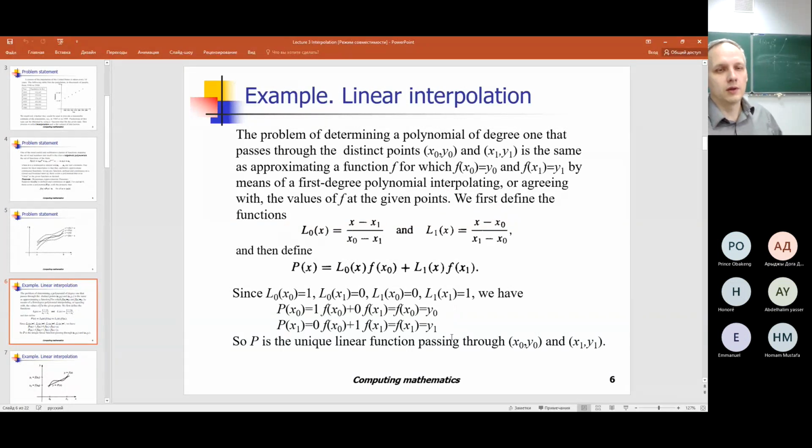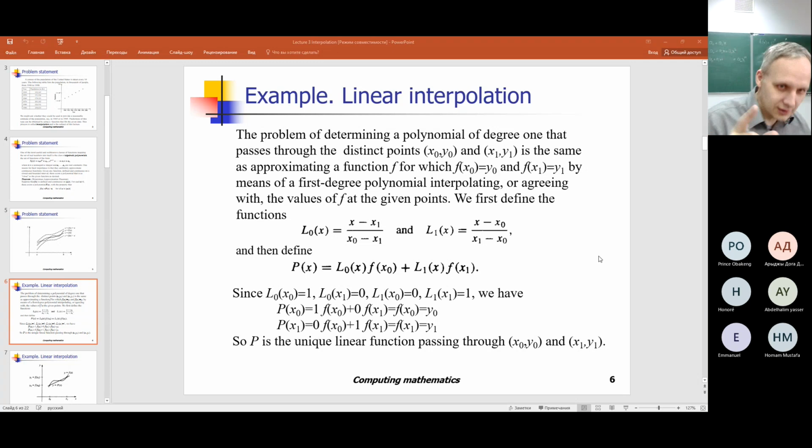Well, the simplest case, let's consider the linear interpolation problem. Linear interpolation means that we are going to find a linear polynomial, a polynomial of the first degree, that passes through given points.